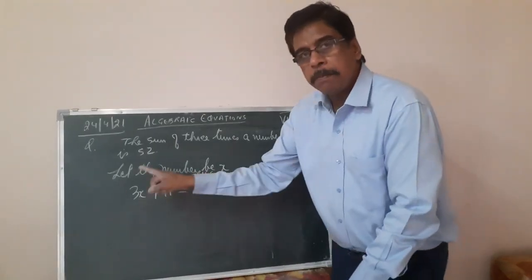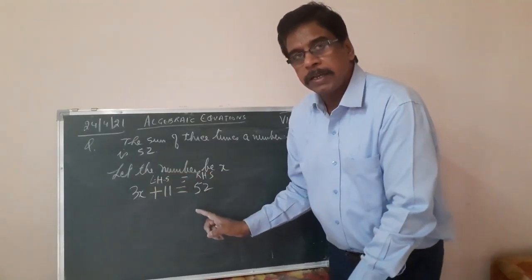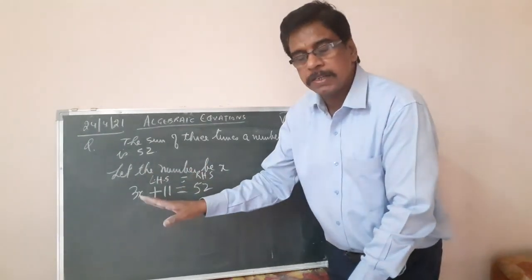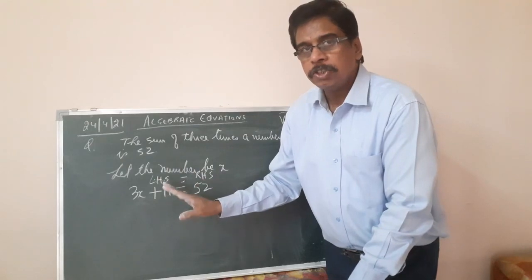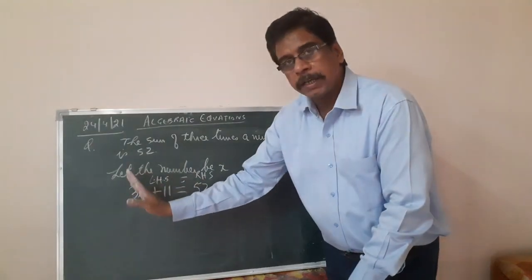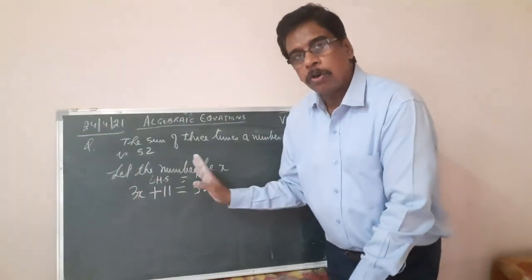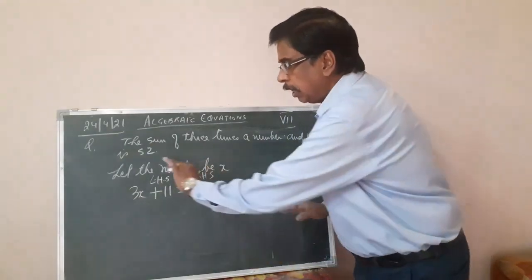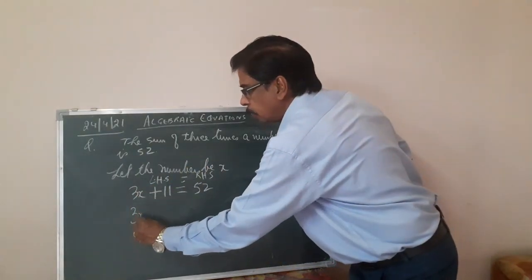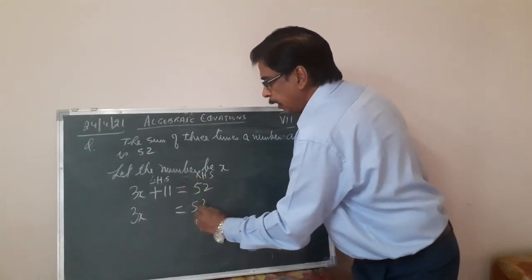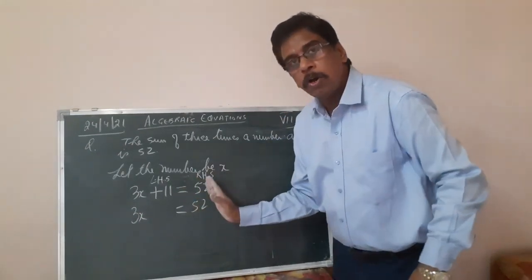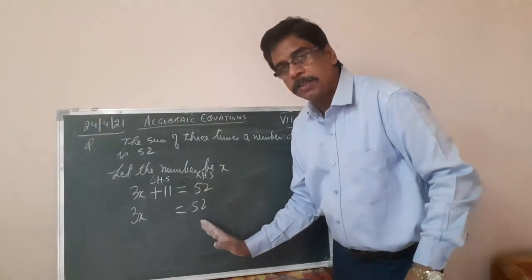When we bring numbers from the left hand side to the right hand side or right hand side to the left hand side, I told you the signs change. All the variables are kept on the left hand side, all the constants on the right hand side. So let the variable be as it is, 3x is equal to 52. Write it as it is because it is already on the right hand side.